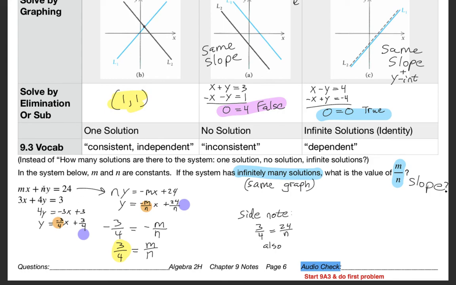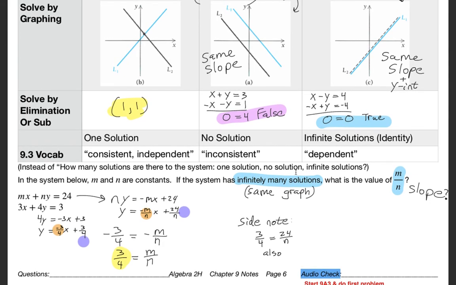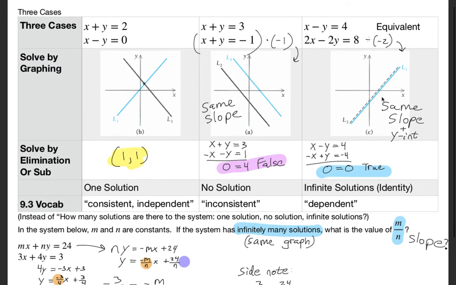So they tell you that m and n are constants. They're fixed numbers that are not going to change. And if the system has infinitely many solutions, what is the value of m divided by n? They don't even want to know what m is equal to or n, but they want to know what m divided by n is. Now, infinitely many solutions, by the time you get to the SATs and ACTs or my quiz, I hope that reminds you of this case right here. You've graphed this. You've seen these graphs before, and infinitely many solutions means that they've got to have the same slope and the same y-intercept, the same graph.